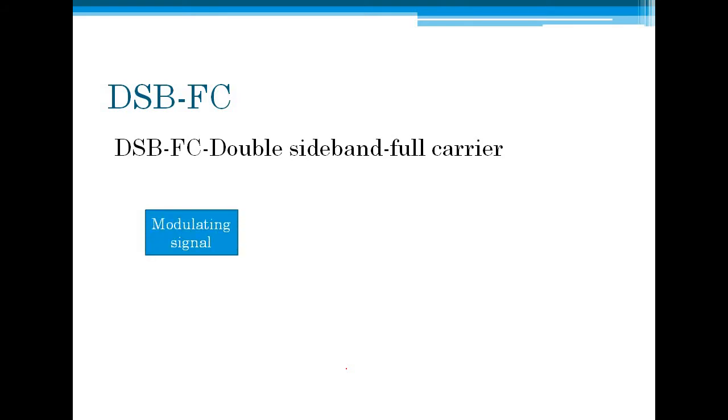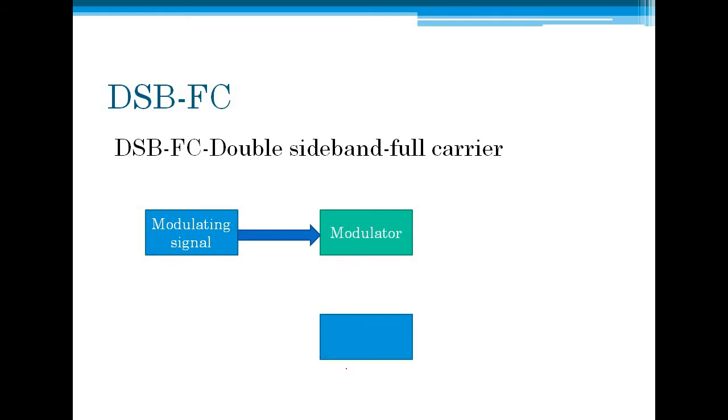The first block is the modulating signal, which is our actual signal or the information. This signal is applied to a modulator along with the carrier. The carrier is a signal of higher frequency. These two signals are applied to the modulator, and at the output of the modulator we get a double sideband full carrier signal. So this is a generalized block diagram of DSB-FC. It is very easy to implement, as it basically has only a modulator, and two signals are applied.